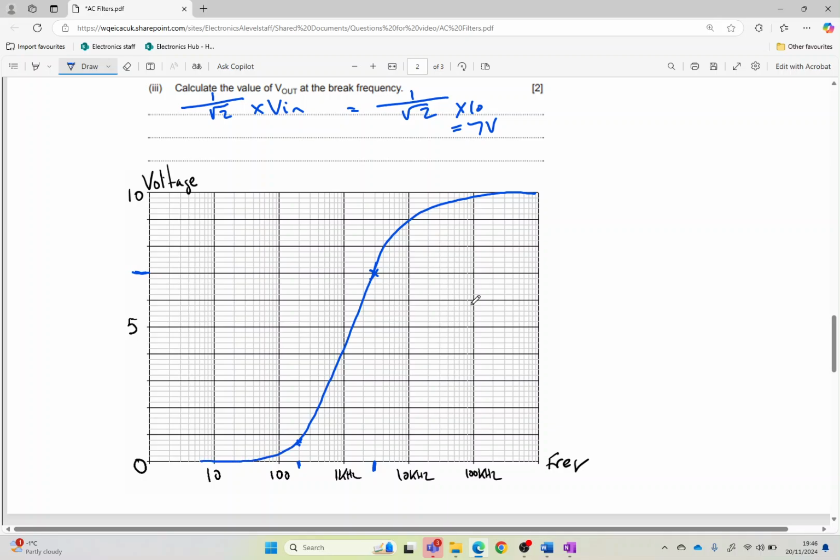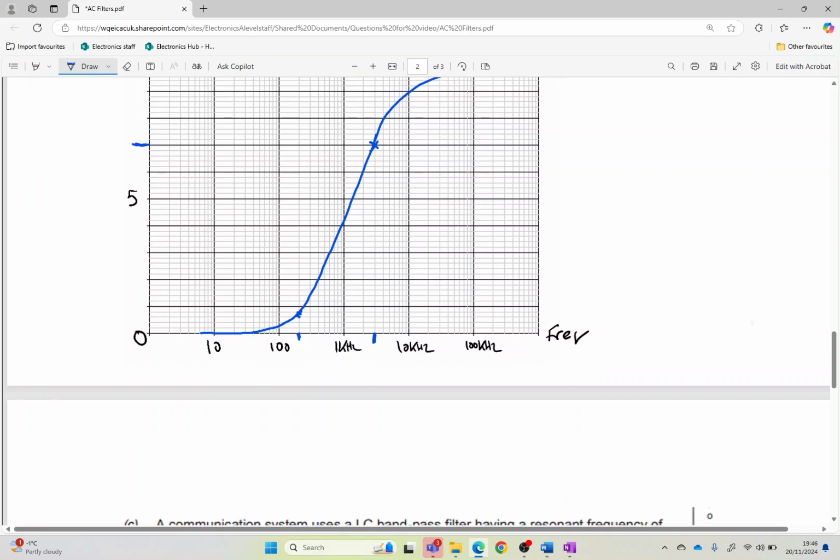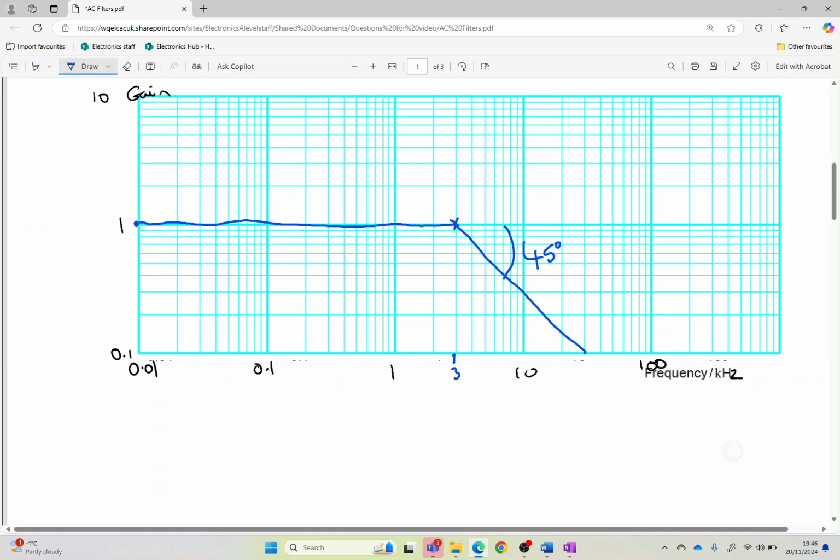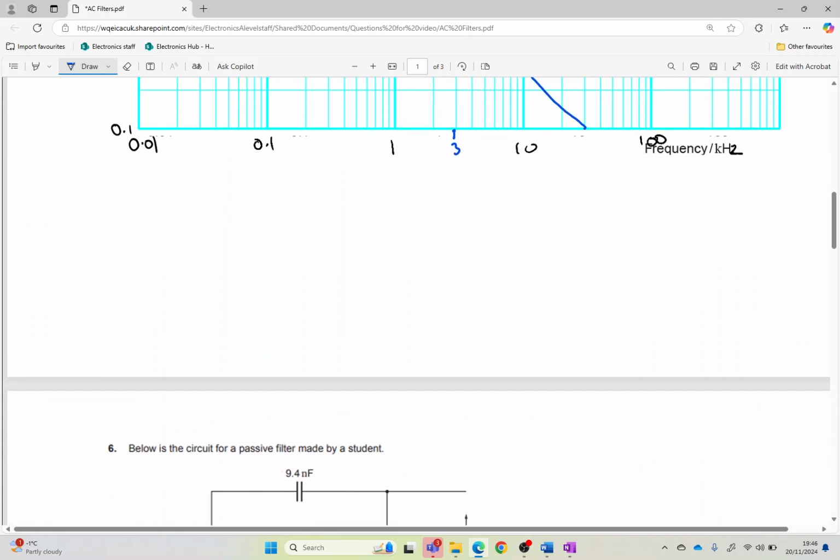Don't forget, the most important thing is we're going to start off with a gain of 1 above the break frequency. And this is a log linear graph, and then at the break frequency we're going to be 0.7 of that value, and then as it comes down, it's going to curve off to 0. Okay, and that's our log linear compared to our 2-line approximation on a log-log graph.